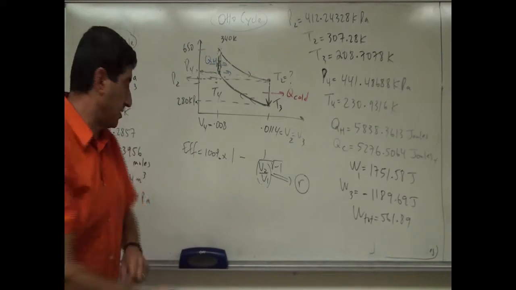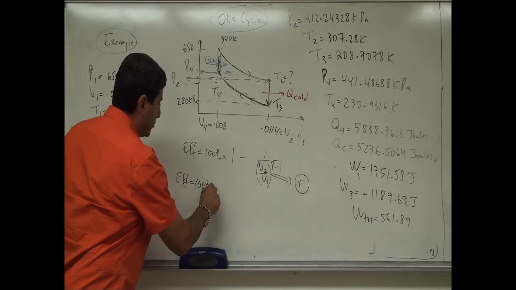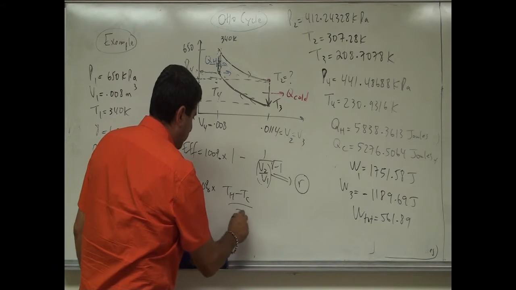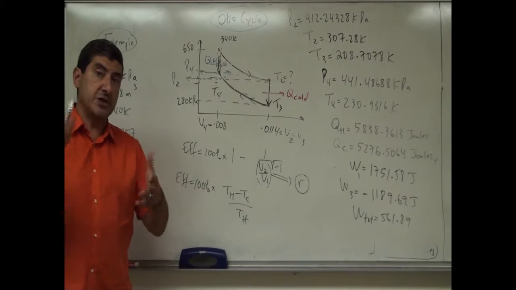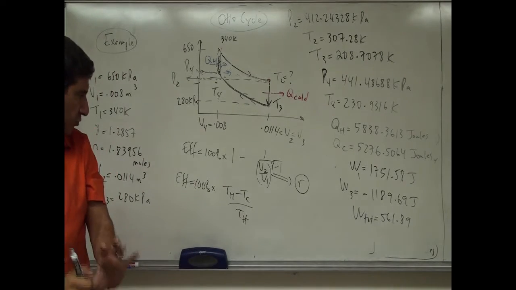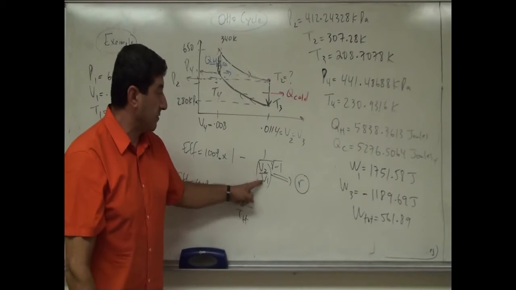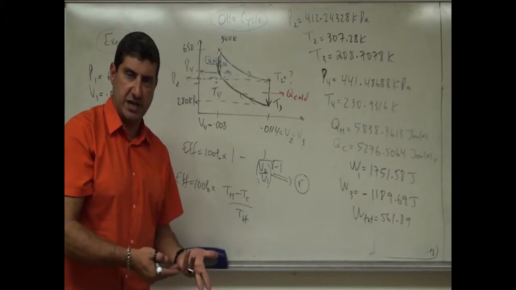For the Carnot cycle, the efficiency depends on the ratio of the two temperatures: T hot minus T cold over T hot. The Carnot efficiency depends on the difference in temperature between the hot reservoir and the cold reservoir. The bigger I make the difference, the better that is. But here, the bigger I make the difference between the two volumes, the more efficient it gets.